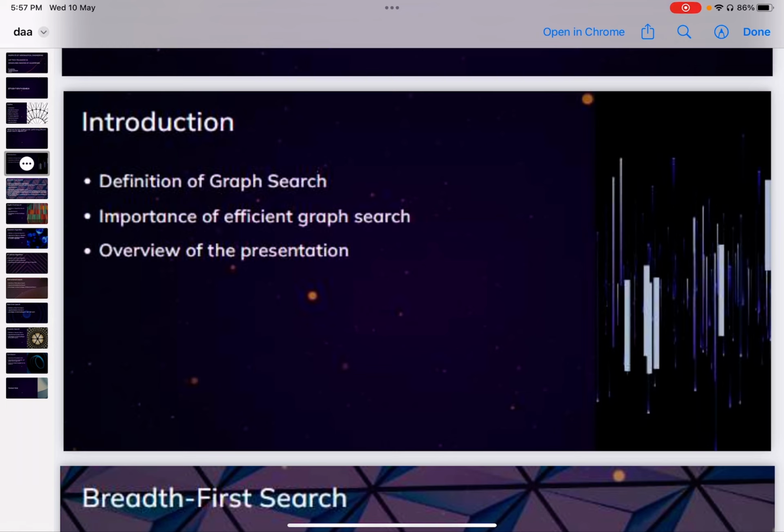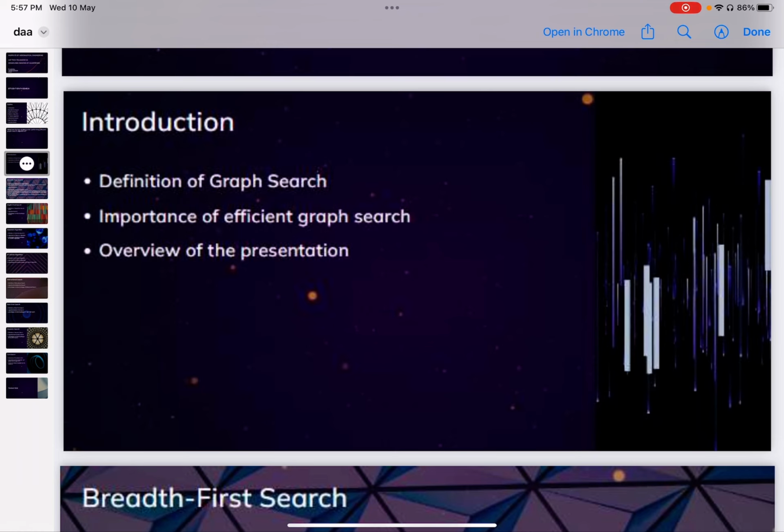Graph search is the process of exploring all the nodes in a graph. A graph is cyclic, whereas a tree is non-cyclic, and a tree is hierarchical, whereas in a graph one node is connected to another node. And the importance of efficient graph search is that it has numerous applications in computer science, such as pathfinding, web crawling, and game development.